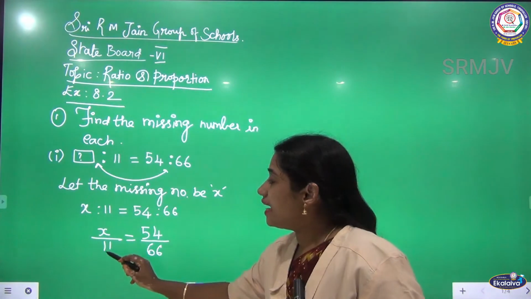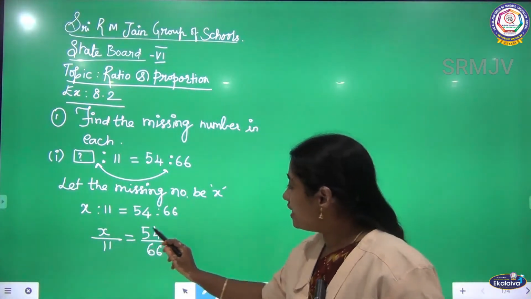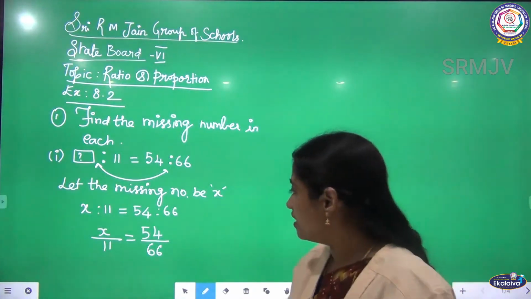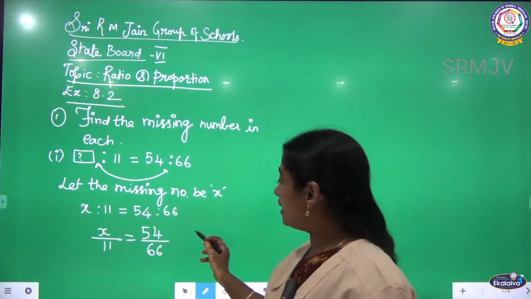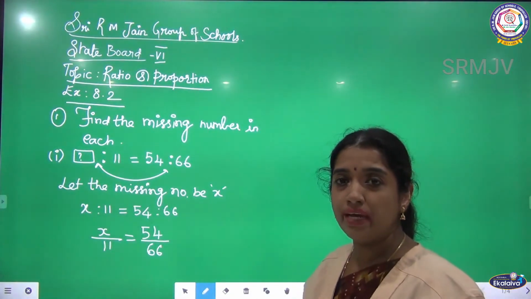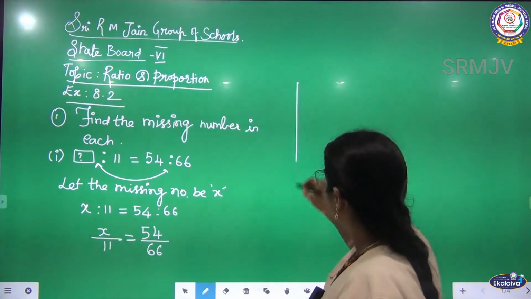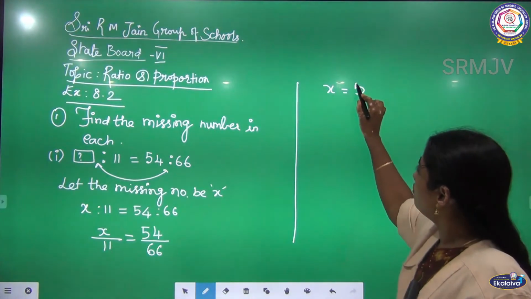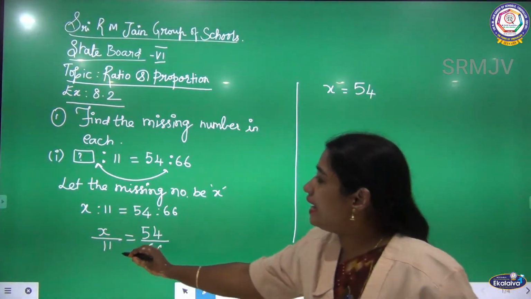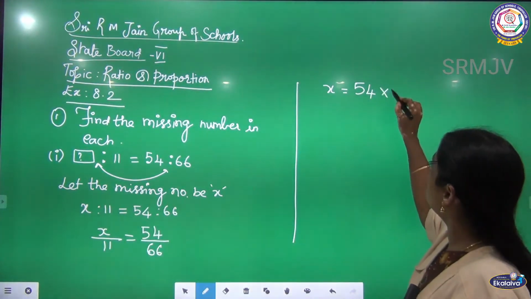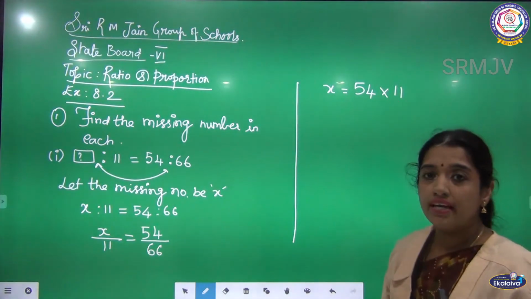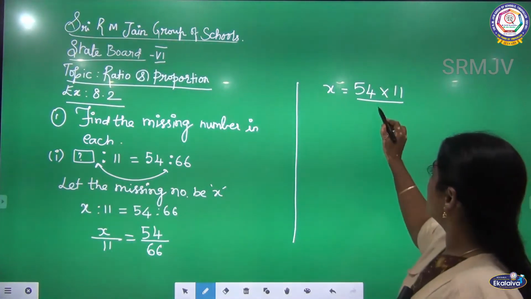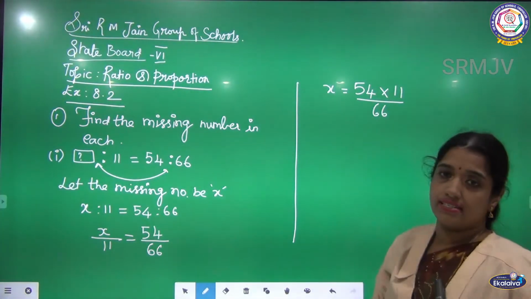So what is there in the division? When you send it to the equal to that side, it becomes what? Multiplication. So this 11, when it comes to the other side, becomes multiplication. So listen children, x is equal to 54 by 11 becomes into 11. Can you clear this? Now what is there in the denominator? 66. So write that 66.